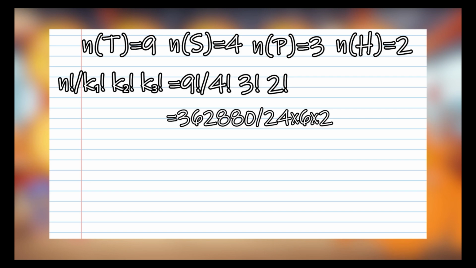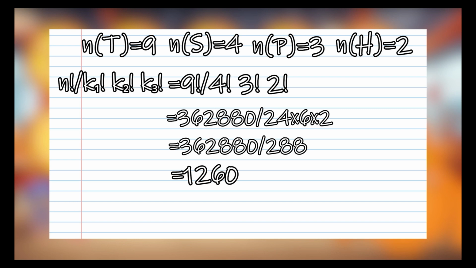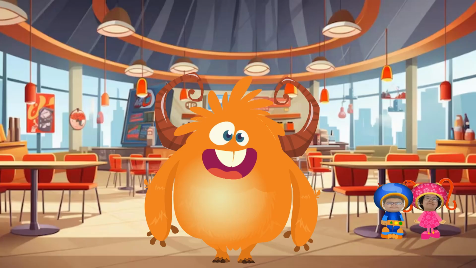So 362,880 over 24 multiplied by 6 multiplied by 2 is equal to 362,880 over 288, which will result in 1,260. Wow! That means there are 1,260 different ways that the chef could have arranged the pizzas.